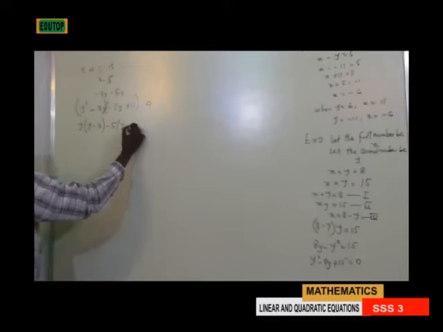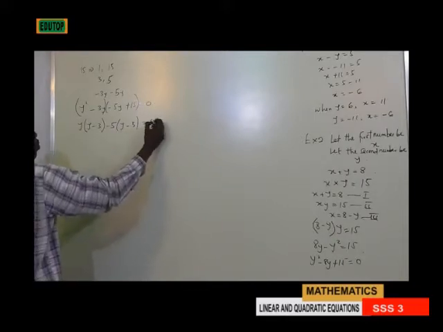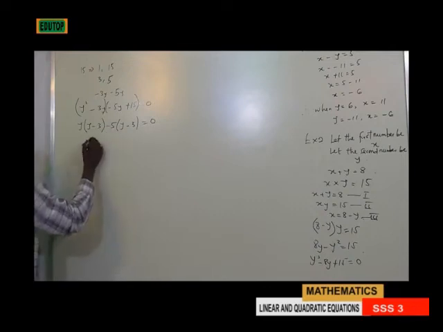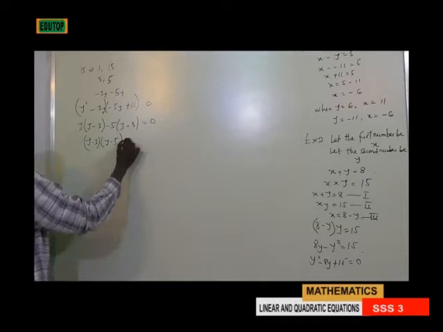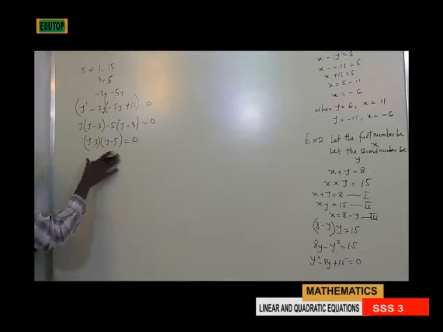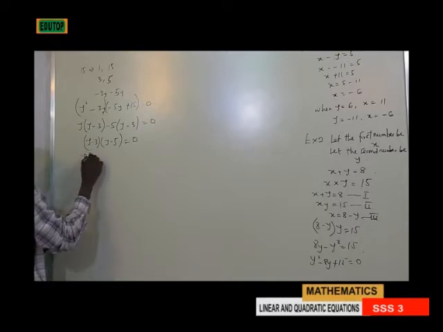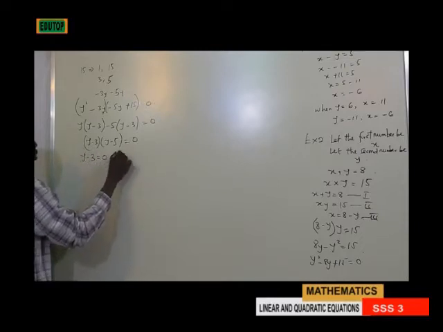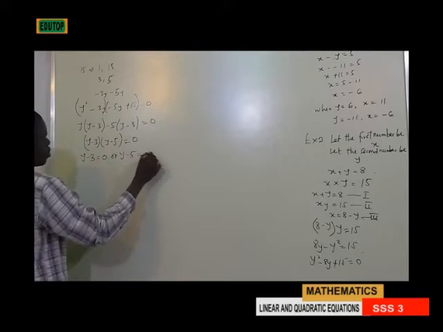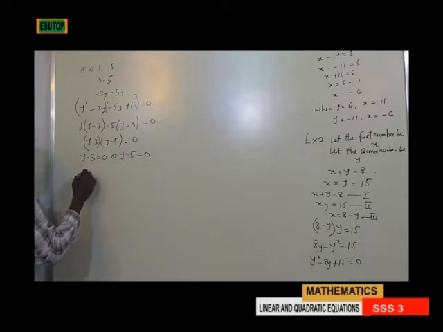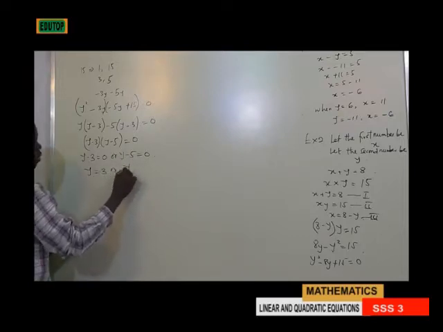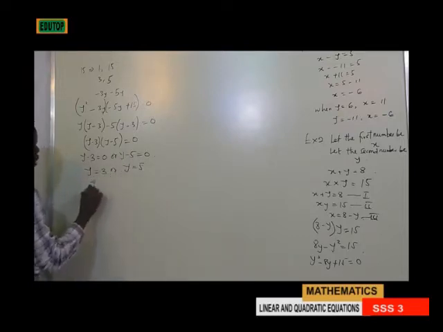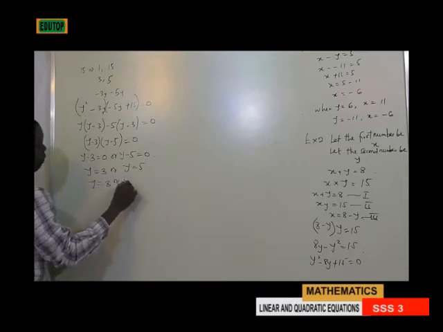I'll be left with y minus 3 equals 0. Then what is common here? Y minus 3 is common. Then I'll be left with y minus 5 equal to 0. Having gotten to this point, we can write it as y minus 3 equal to 0, or y minus 5 equal to 0. When y minus 3 equals 0, y will definitely be equal to 3. Y minus 5 equals 0, y will definitely be equal to 5. Then my y is equal to 3 or 5.